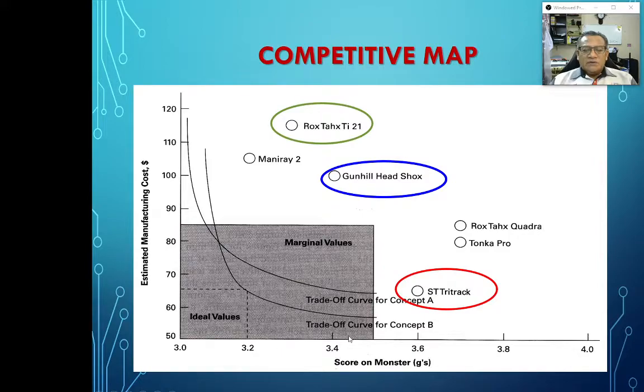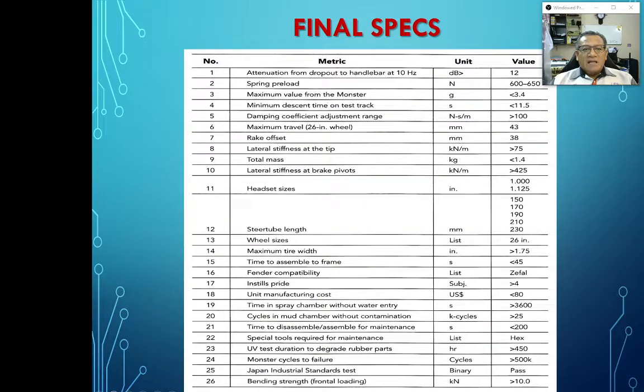From there, you could start producing the fork of your newly proposed mountain bike at perhaps this range as the marginal value. Now, you have pretty much decided what your final spec is, okay? Because you have compared with the upper spec and the lower spec, and you decide on the middle approach.